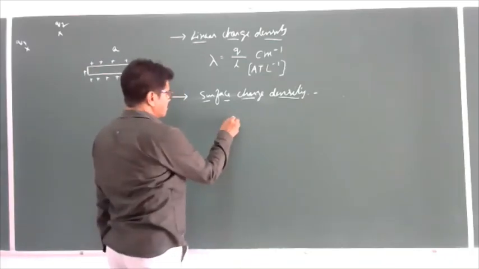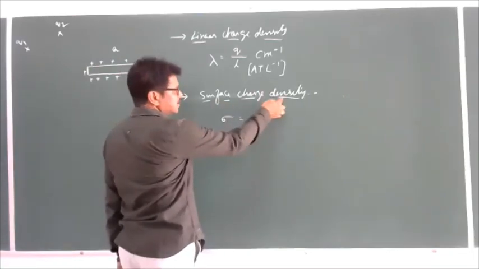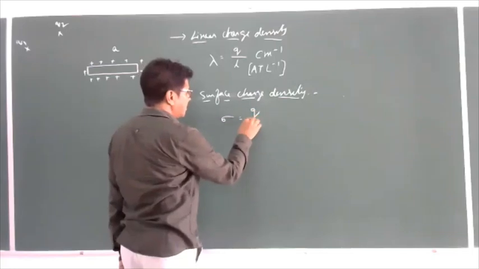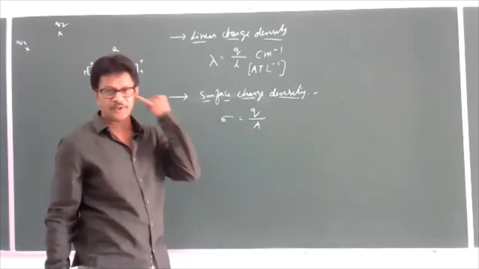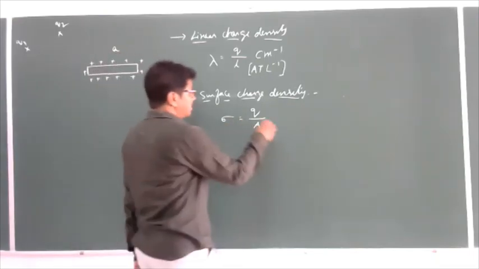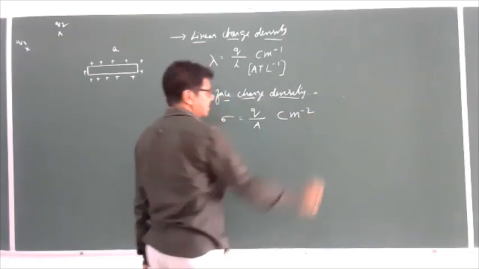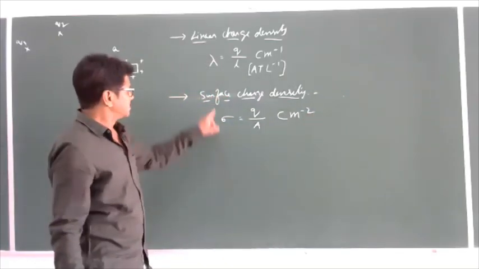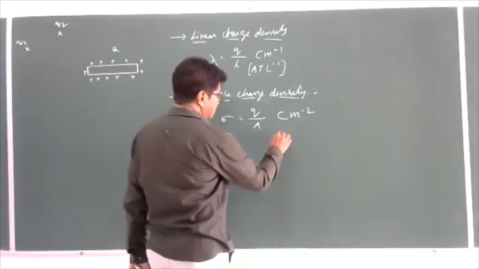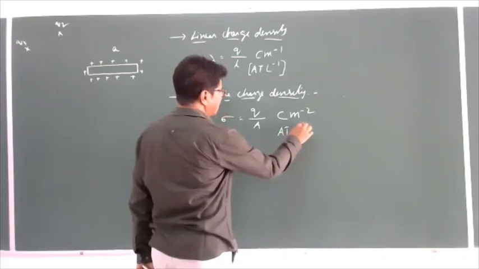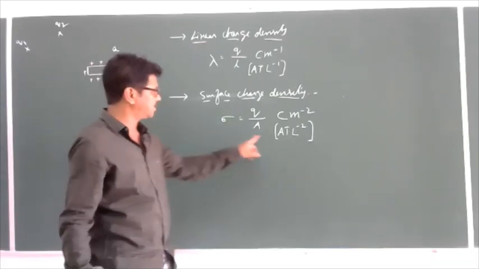It is denoted with the symbol sigma. Sigma is nothing but the surface charge density. It is called the charge per unit area. Sigma is equal to Q by A, charge per unit area, where the charge unit is Coulomb and the area unit is meter square. Coulomb per meter square is the unit of surface charge density. Its dimensional formula is ATL^-2.